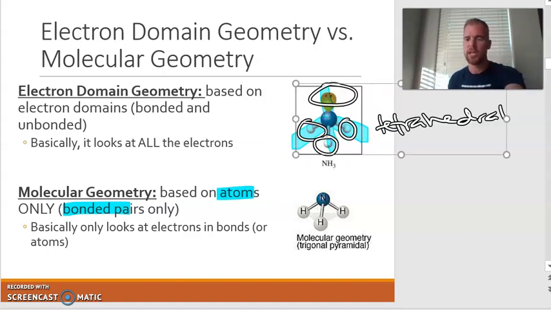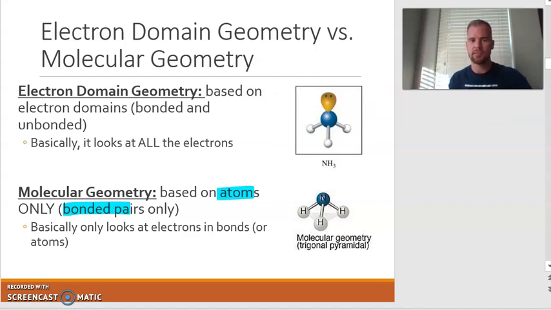So in the example that we saw above here, let me get rid of some of this stuff. If you were to take a look at this, but just focus on the 3 atoms that are bonded, you'd be left with this shape. This shape right here is the molecular shape, and we would actually call it trigonal pyramid.